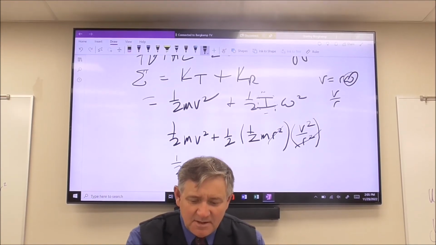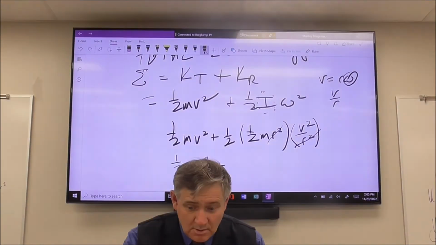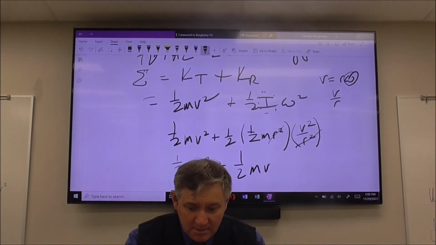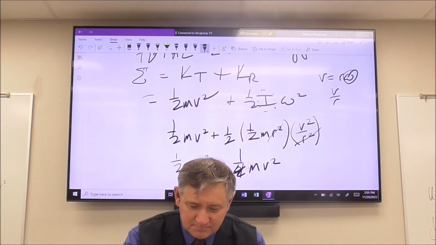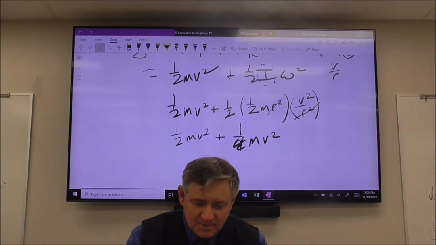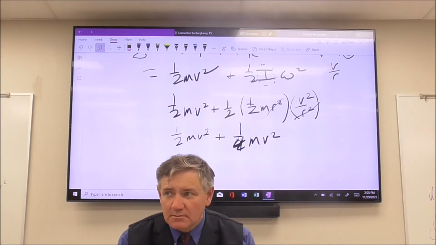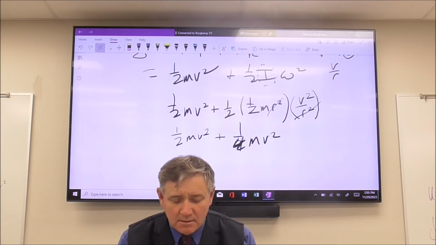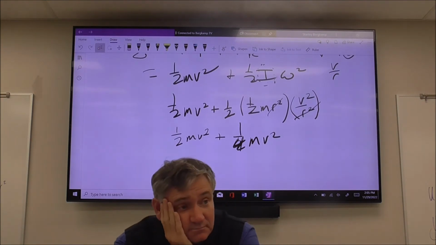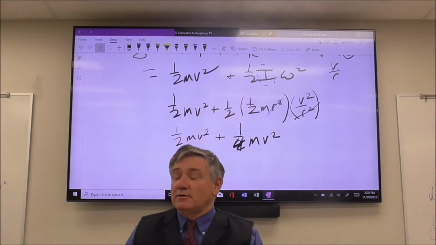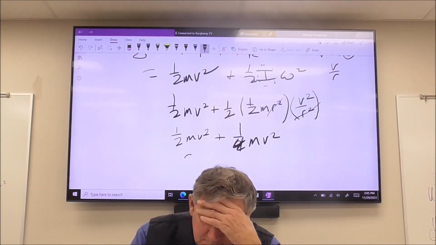Now, when I take 1/2 times 1/2, let's go old school fractions, I get 1/4 mv squared. Then if I take 1/2 plus 1/4, I get 2 over 4 plus 1 over 4, which is 3 over 4. What's 50 cents plus a quarter? 75. Sorry, I can't calculate tips either.